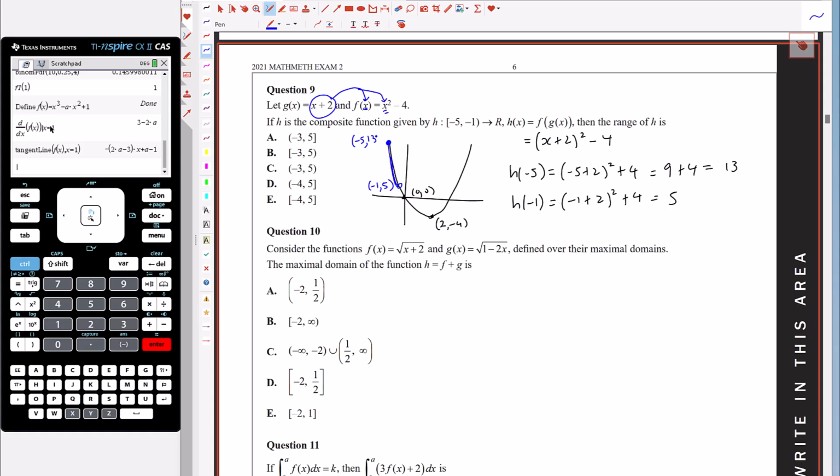F of g of x. Turning point's at -2, -4, but that shouldn't change these numbers that I've worked out here. It's a very simple question. What have I done wrong?